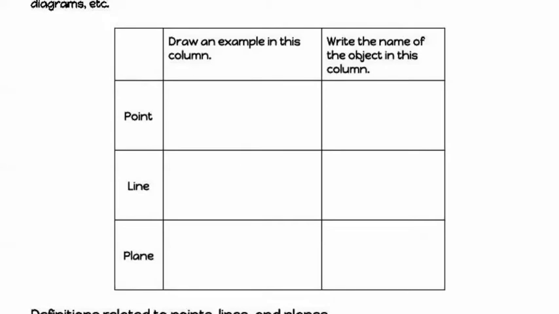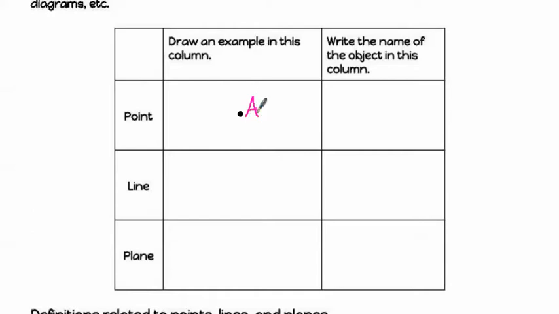What we're going to be focusing on here is how do you name these objects? How do you refer to them in a mathematically correct way? So we're going to start with the point. I expect that you already know how to draw a point, just a dot. And I expect that you probably already know that points are named with capital letters. So here we're going to name our point A.